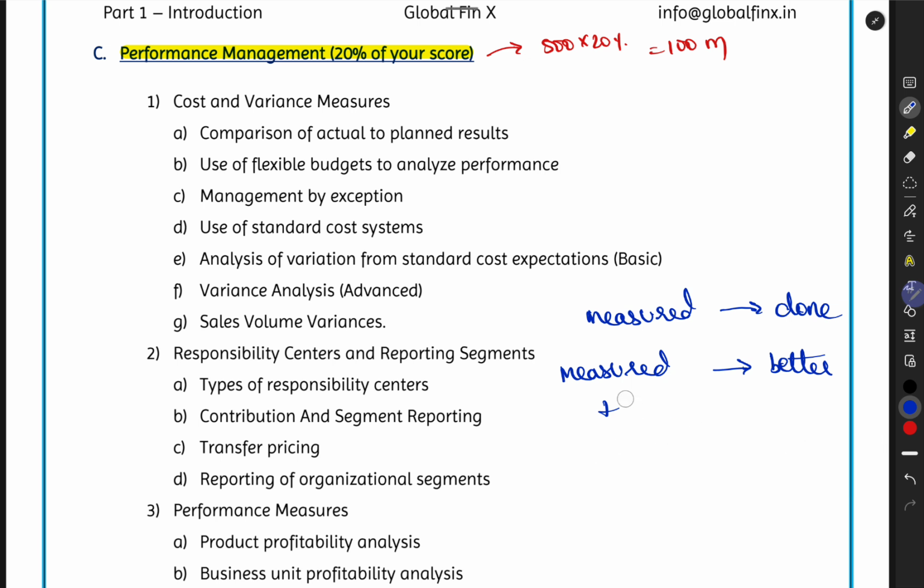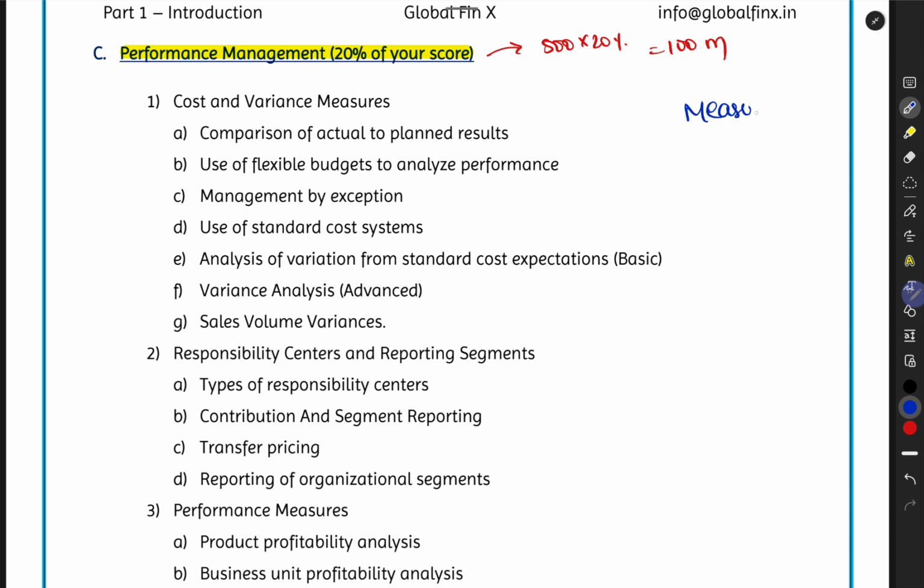I hope you understood the concept of measurement versus management. The first step is measuring it, the second step is management. And to manage, you need to know the reasons and how to overcome those reasons also. Now, what is the first step? Measurement. So to measure, how do we know that?